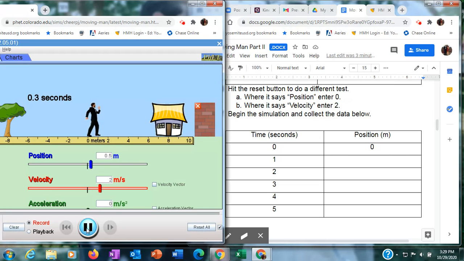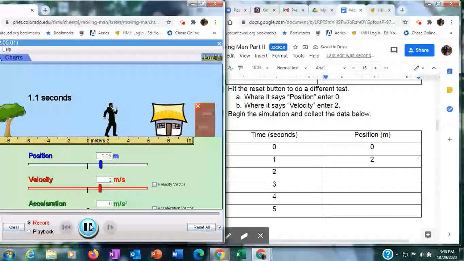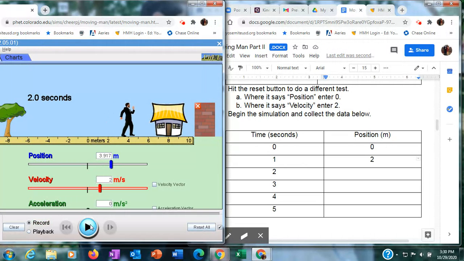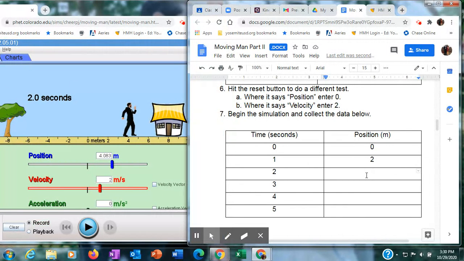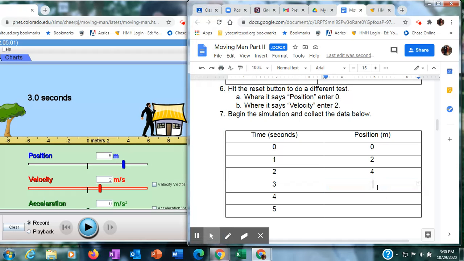Okay, so here it stops at 1 second, and it's close to 2. Okay, so I'm going to write that 2 down. Let's keep going. And oh, too slow. All right, 2 seconds go by, and then it has a position of 4 meters. Okay, and let's keep going. 3 seconds go by, and he has a position of 6 meters.